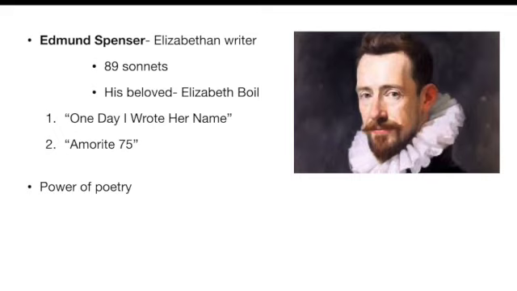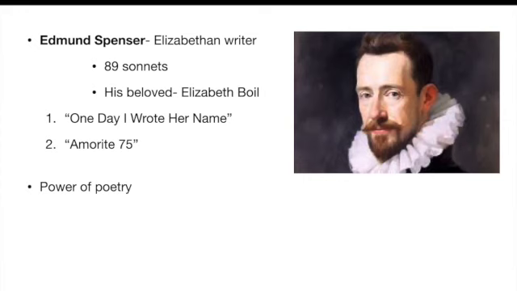Now this Sonnet 75 describes the power of poetry, how poetry can immortalize the beloved or the love. Through this poem, the poet is immortalizing his love, his beloved Elizabeth Boyle. Now let's start the poem.